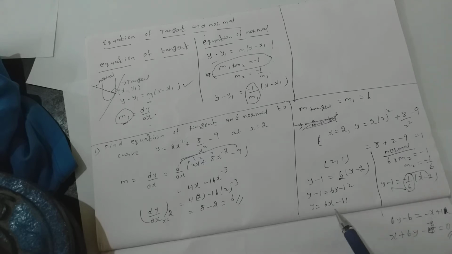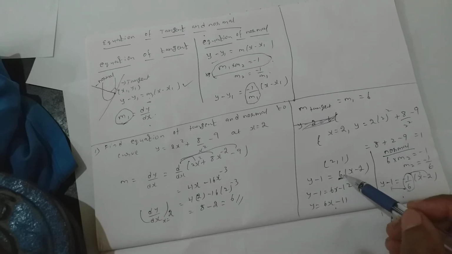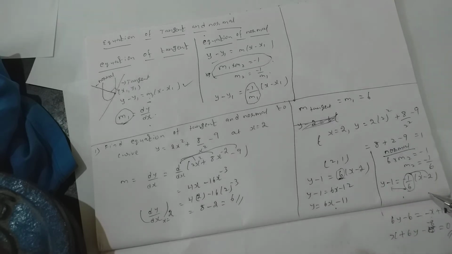Even if you leave it in y equal to mx form or you bring all to one side, it doesn't make any difference. You will get marks for any of it. Am I clear? Whether for tangent or normal, the difference is only in the slope. For normal, m1 into m2 equal to minus 1 must and should be considered. For tangent, you get it directly and substitute it directly.